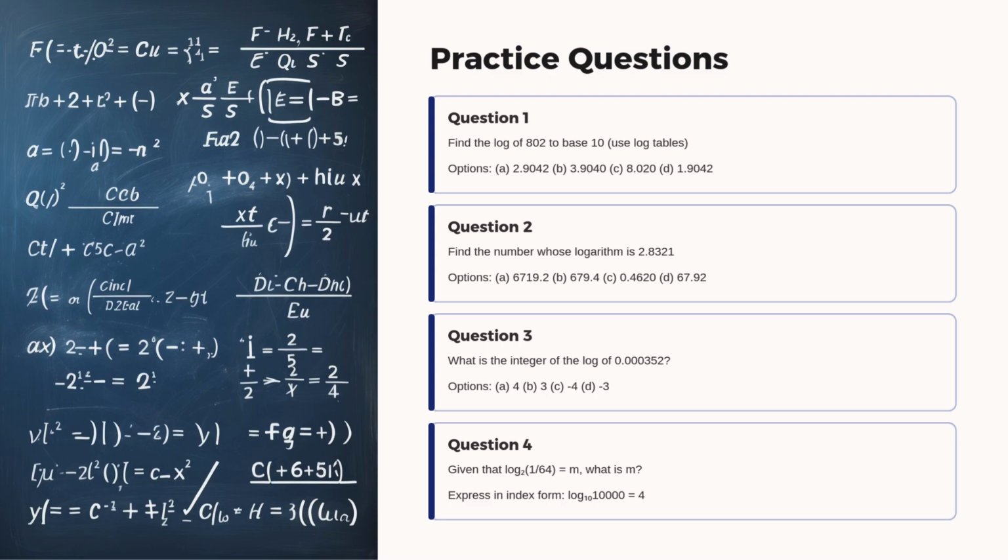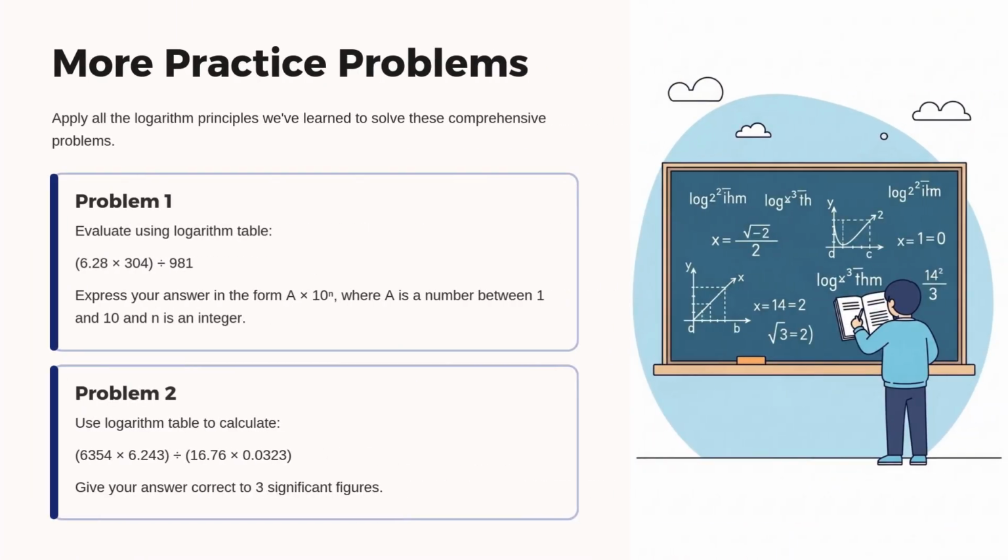Question 4. Given that log base 2 of 1 divided by 64 equals m, find m. Express in index form: log base 10 of 10,000 equals 4. More practice problems. Apply all the logarithm principles we have learned to solve these comprehensive problems. Problem 1. Evaluate using logarithm tables (6.28 times 304) divided by 981. Express your answer in the form a times 10 to the power of n, where a is a number between 1 and 10, and n is an integer.